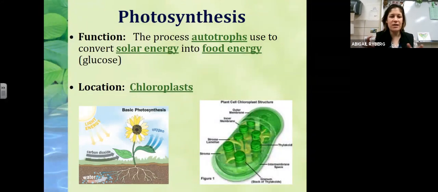So we know that photosynthesis occurs in plants. This is the process that autotrophs use to convert solar energy from the sun into food energy, which is what we call glucose. This occurs in the chloroplast of cells. We learned about chloroplasts briefly in the beginning of this unit when we talked about organelles. So we know that chloroplasts are the green organelles.